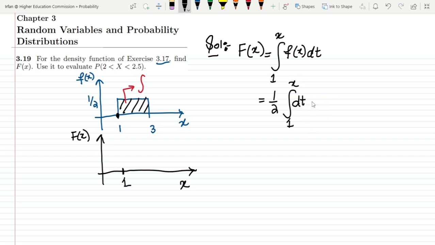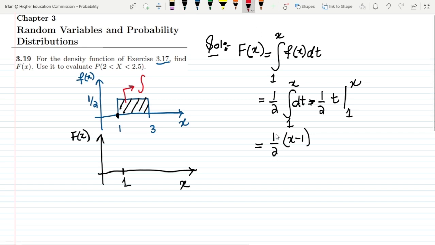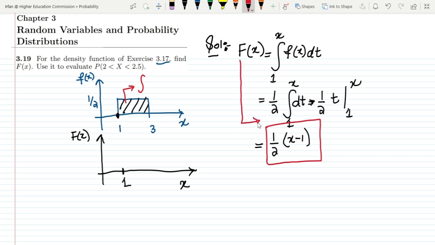Okay, now integrating it, I will get 1 by 2, and here I will get t, with values from 1 to x. Now putting these values, I will get 1 by 2, and the value of t will be x minus 1. So what is this? This is the solution of part A, in which I have found the CDF of the function which is given here in this form.